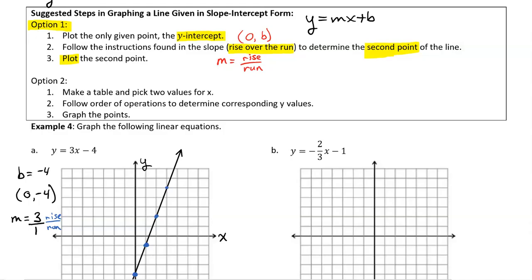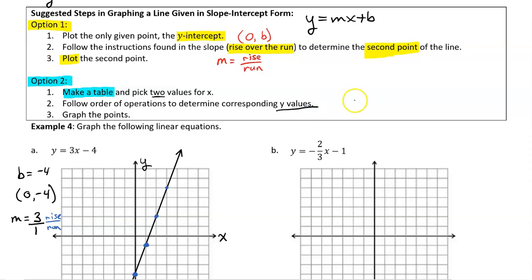So in my second option, my second possibility for graphing is to simply make a table. That's really what it's going to boil down to. And when we say make a table, we're going to pick at least two values for x. We could pick more if we wanted to. But if we pick two values for x, we're going to follow the order of operations to determine the corresponding y values.